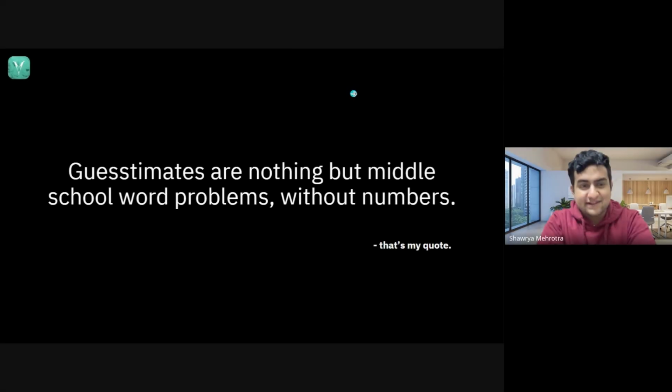So guesstimates are nothing but middle school word problems without numbers. If you recall, we used to solve these things called word problems back in school. I think we started solving word problems from second or third standard, and I think they went on till 10th or even 11th standard for that matter, as far as I'm able to recall.